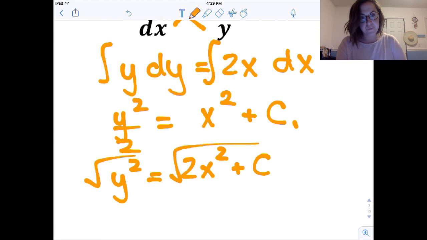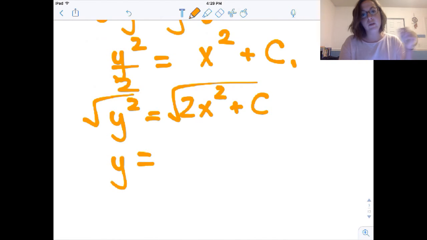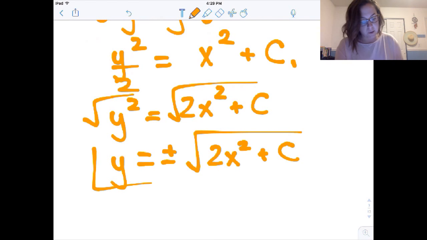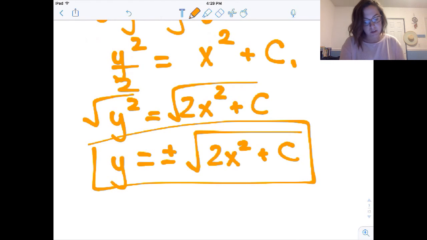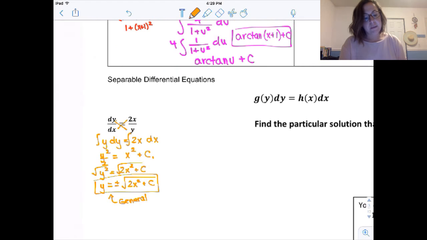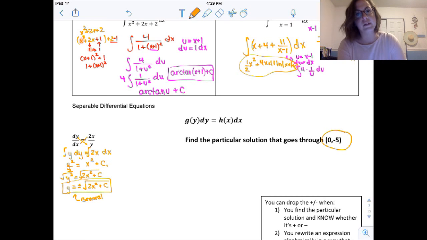So then you would get y equals, and this is important here, in your general antiderivative, you need the plus or minus, so it would be plus or minus the square root of 2x squared plus c. So this is my general antiderivative. General means it's the family of solutions, it's the family of curves, and so you're still going to have your c there. So I'm going to do one particular solution to make sure we're okay on that. This one says, find the particular solution that goes through (0, -5). Okay, so let's do that.